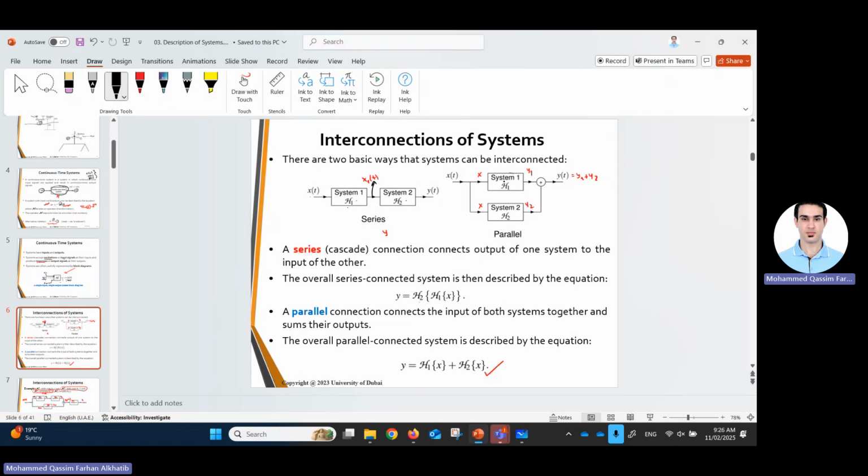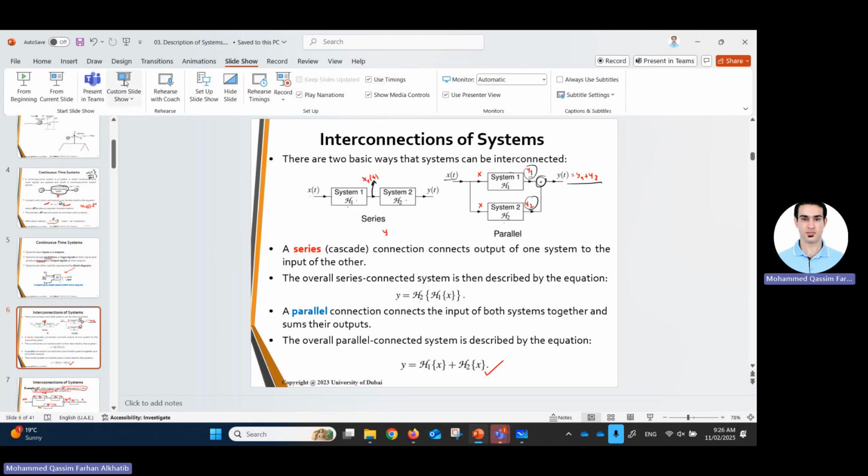You have systems that receive the same input, applied to the first system and the second system. The first system will produce a certain output, y1. The second system will produce another output, y2. And this is an adder, so it's simply the addition of y1 and y2, and you will get the output here. Let me open the slideshow, it'll be better.